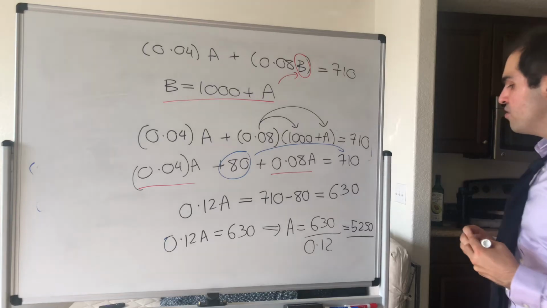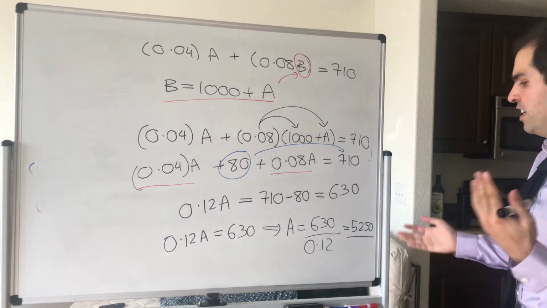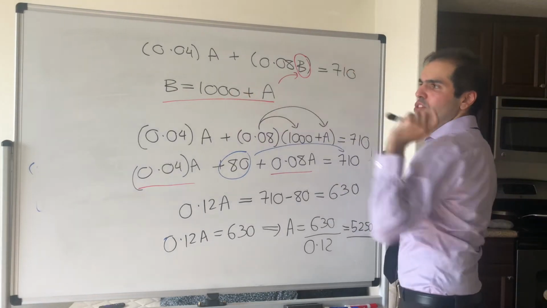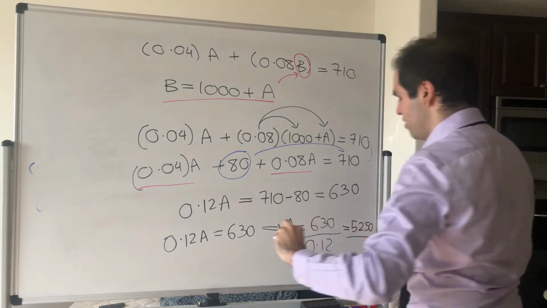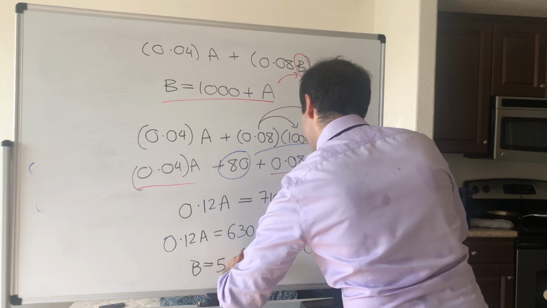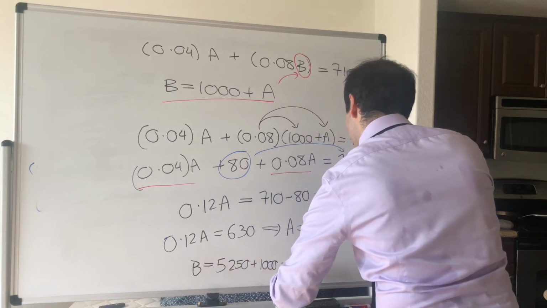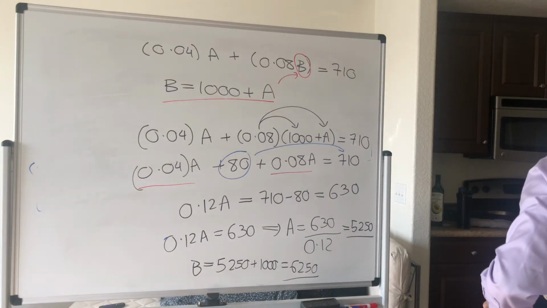So 5,250 in city A before tax. And the question is, what about the price in B? Well, remember, B is just 1,000 plus A. So to figure out B, you just add 1,000 to this price. So 5,250 plus 1,000, and you get 6,250. Now, I believe that's correct. Let me just double check.